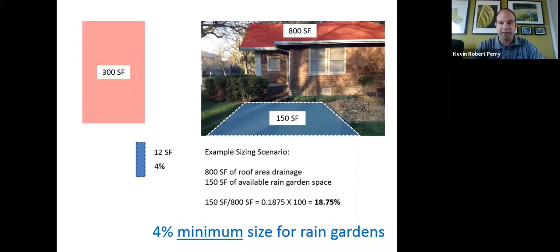You do some basic math by dividing the rain garden space by the roof runoff. And in this case, we have almost 19% size ratio, which is great. And the point here is that the 4% is, again, the minimum. You can take out as much space as you would like to have for something like this, and that's great. But we do want to emphasize that 4% minimum size for rain gardens. Hopefully you can do much more than that, like this example.